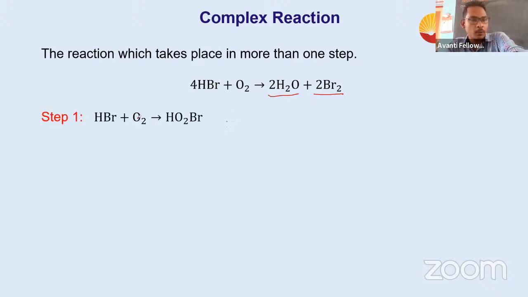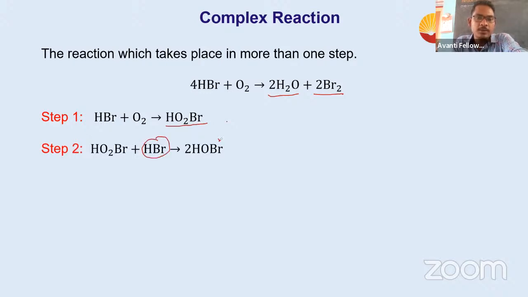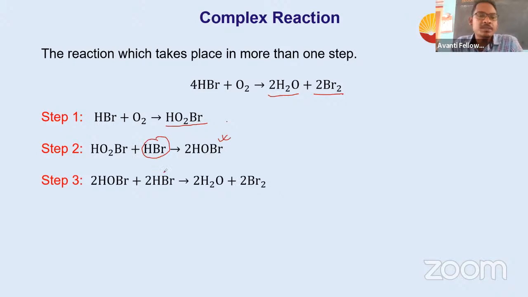First, 1 mole of HBr reacts with oxygen, and first it will give you this product. After that, this compound reacts with HBr, and this will give you this. In the third step, again 2 moles of HBr react with HOBr to give us the final product. Because this consists of a total of 3 steps, this is called a complex reaction, and each step is an elementary reaction.